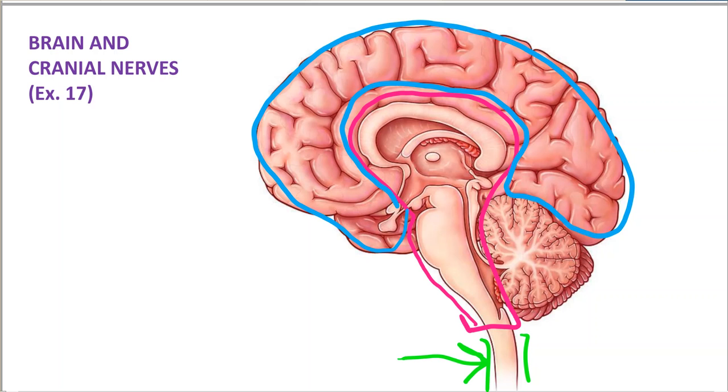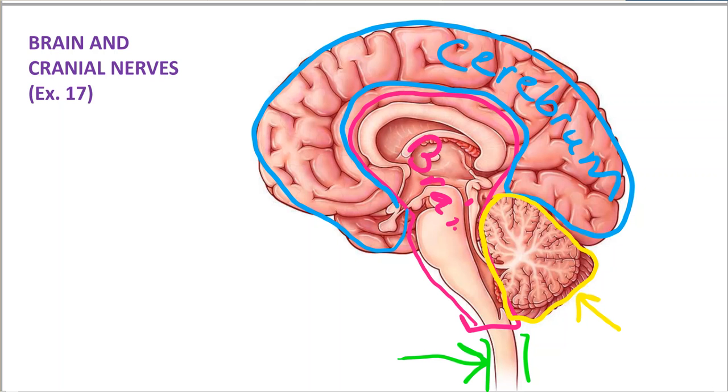So the blue is cerebrum. And then yellow, this stuff over here, this lower portion in the posterior side, that is your cerebellum. So cerebrum here, and then your brain stem, this is all brain stem stuff. And then your cerebellum is here.